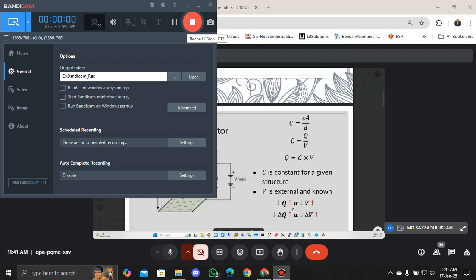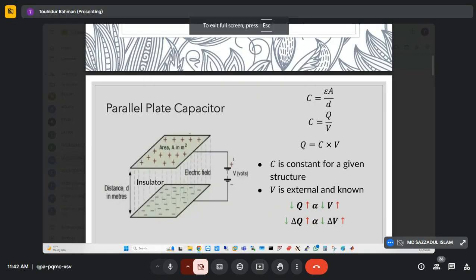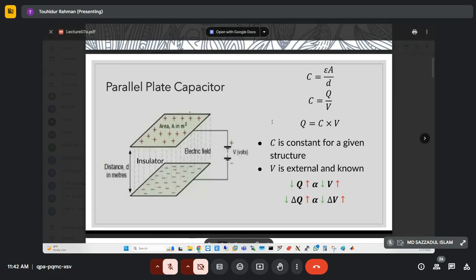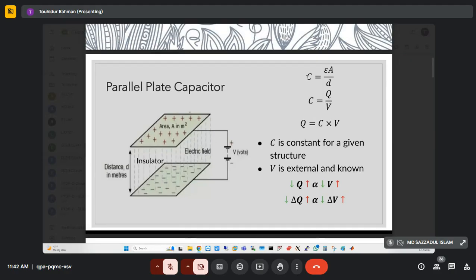All right. So here we have 7A. We started our discussion with the parallel plate capacitor, and this is the equation to calculate the capacitance. If we rewrite this equation, Q will become C times V.